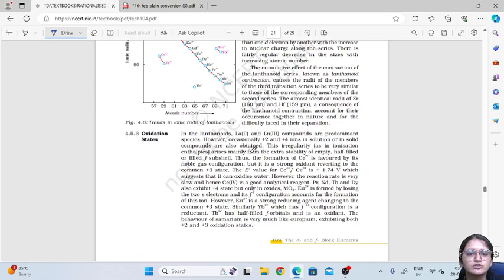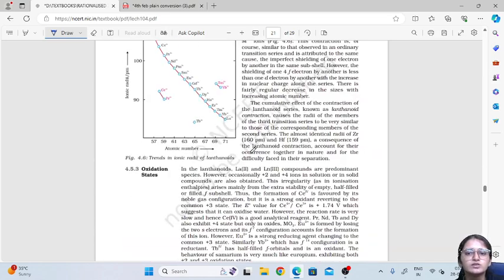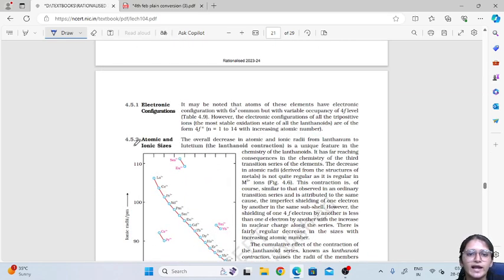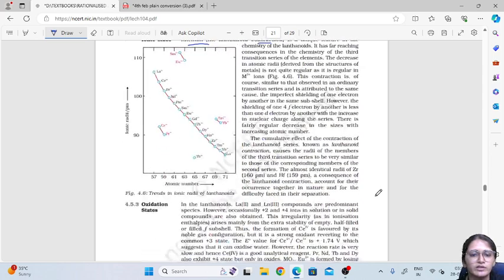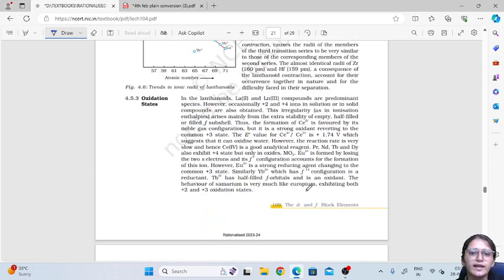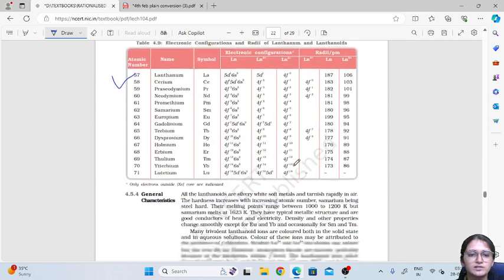Only some electronic configurations they ask here. The most important thing they ask here is about lanthanoid contraction, which you have to know. The overall decrease in atomic and ionic radii from lanthanum to lutetium is called lanthanoid contraction. This is a very important definition. Then you need to know here that their common oxidation state is +3.